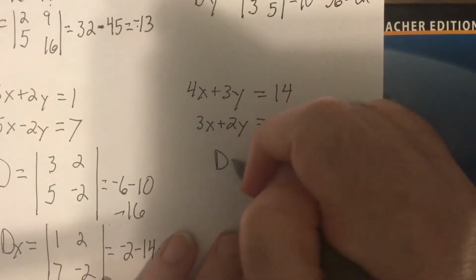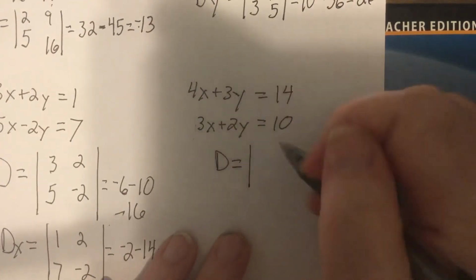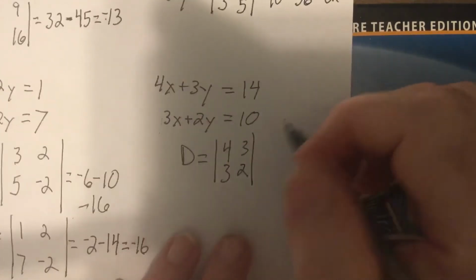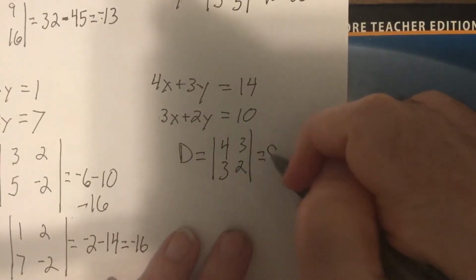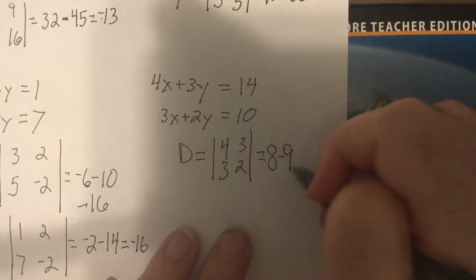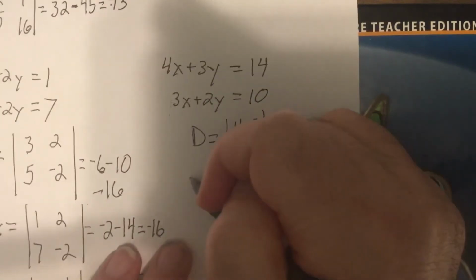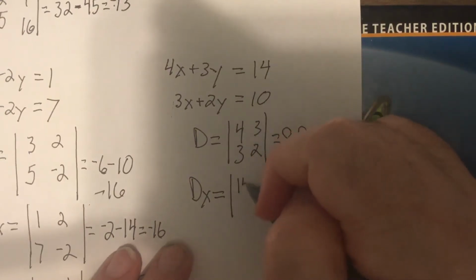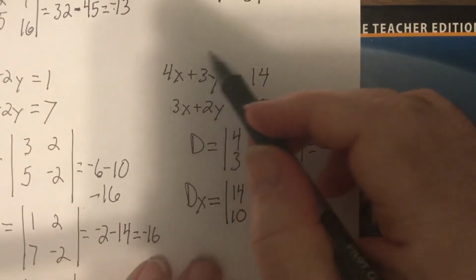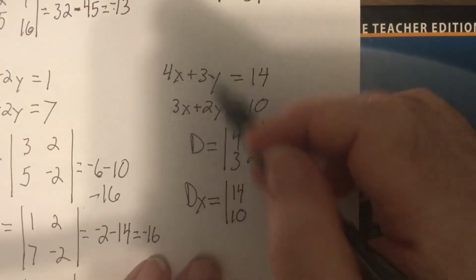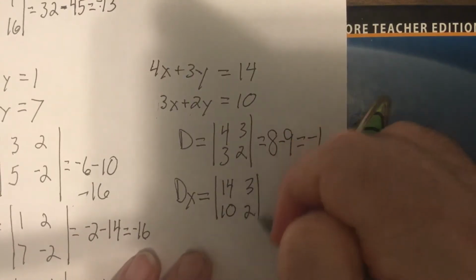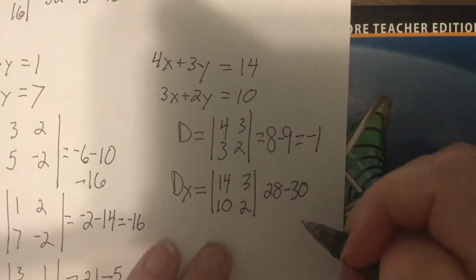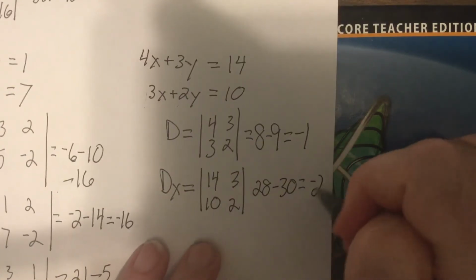Okay, so D is the determinant of the coefficients, so 4, 3, 3, 2. So that would be 8 minus 9 is negative 1. Then Dx, you switch the constants, 14, 10, with the x coefficients, and you leave the y's alone. So that would be 28 minus 30, which is negative 2.